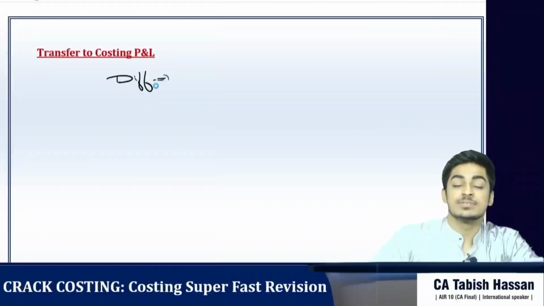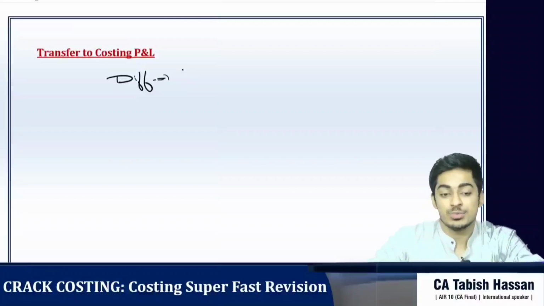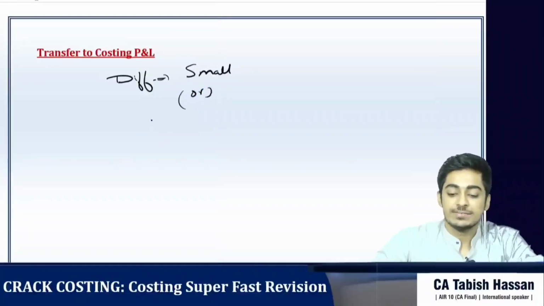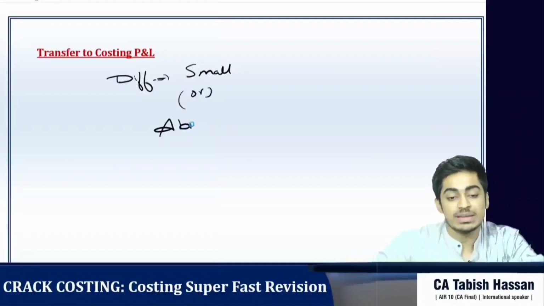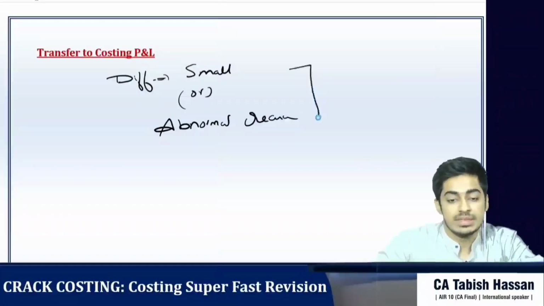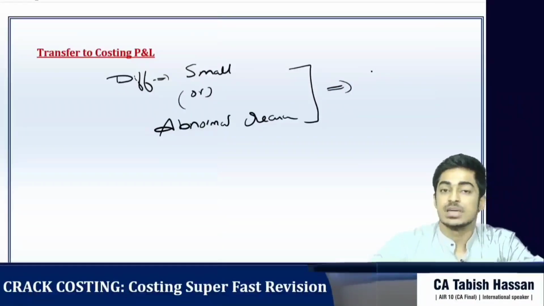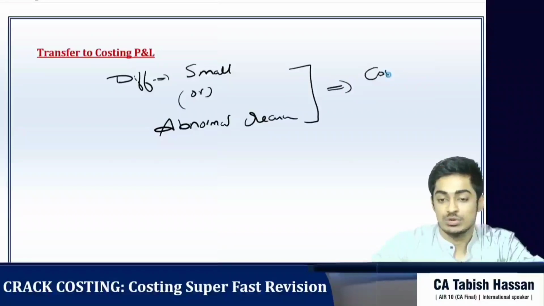Difference as in the difference between the actual overheads and absorbed overhead is small, or the difference is due to any abnormal reason. Then we transfer the difference. We transfer the under absorption or over absorption to costing P&L account.